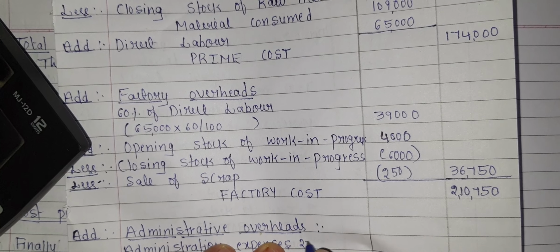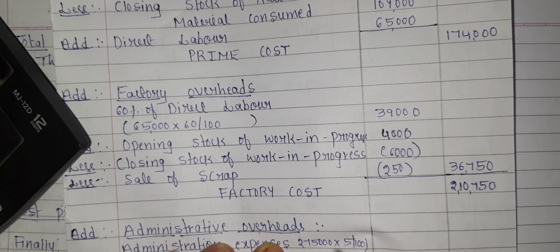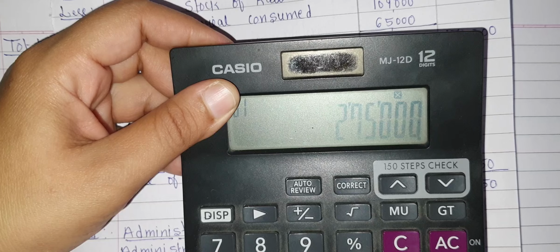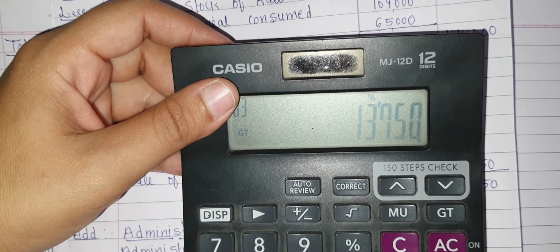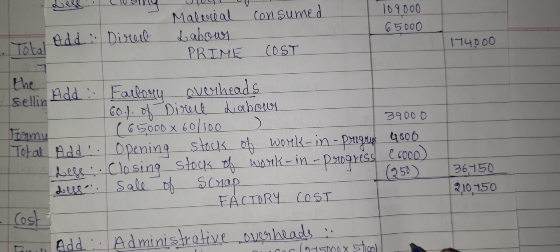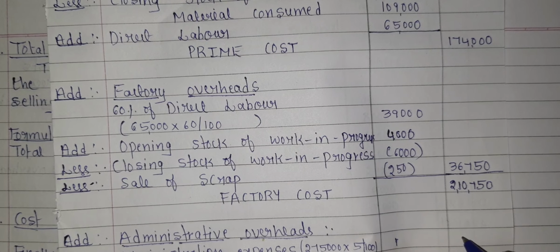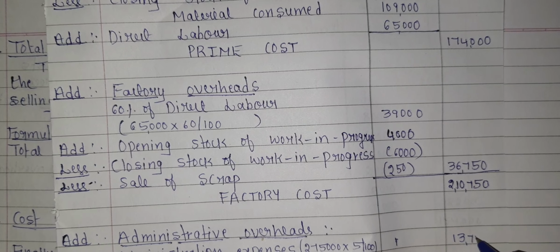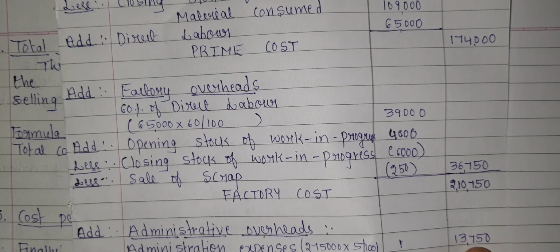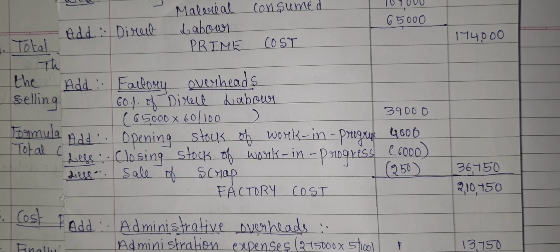So write down 2,75,000 into 5 divided by 100. How much? 2,75,000 into 5%. That is equals to rupees 13,750. You can write down in the outer column 13,750. This is our administrative expenses. Now we add this administrative expenses to the factory cost, then we will arrive cost of production.